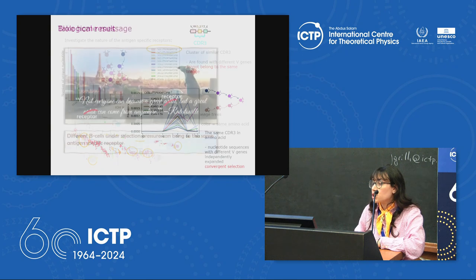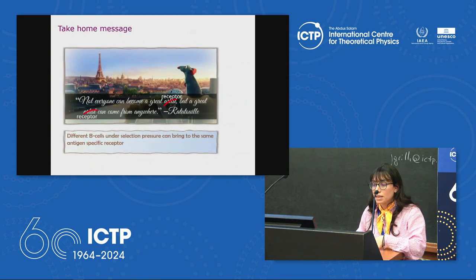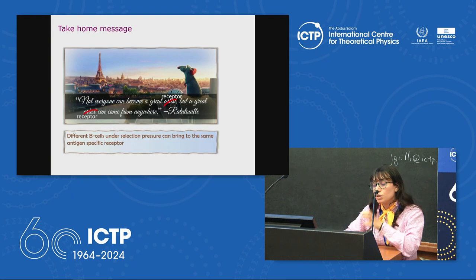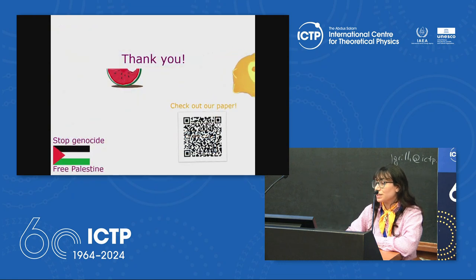So I just want to leave you with the take-home message, a quote by Ratatouille itself, that not everyone can become a great receptor, but a great receptor can come from anywhere. That just means, in other words, that different B cells under selection pressure can lead to the same antigen-specific receptor. And I would like to thank you.